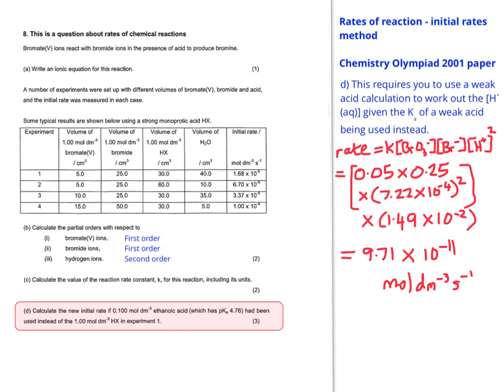So hopefully this has been an interesting look through a rates question that actually looks a bit easier than it actually is. Once you get into it, you realise, I've got to change my data around a bit. Plus they've got quite a difficult weak acid calculation part of it at the end as well.